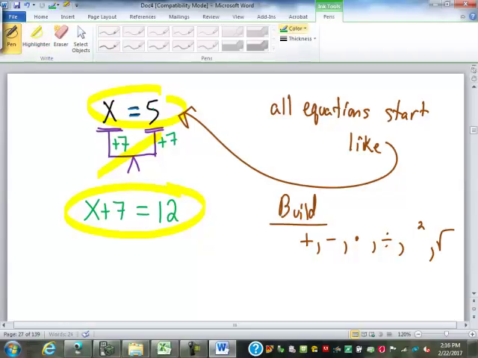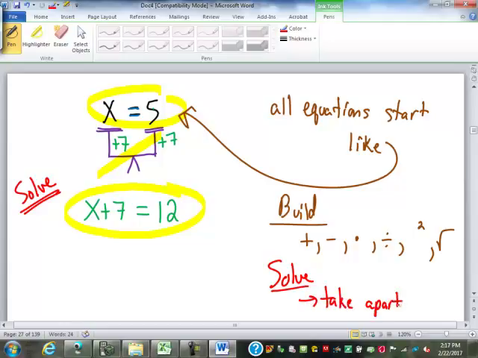Now, most of the time in math, we're not asked to build equations. What we're asked to do, the command we're given, is solve an equation. Well, what solving is really asking us to do is to take it apart. And when you go to take something apart, you have to look at how it was put together.